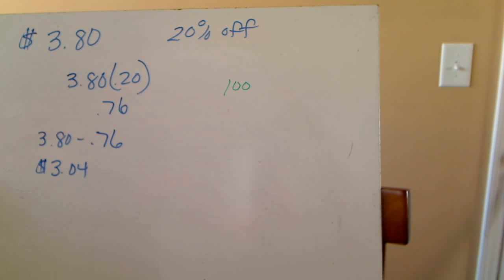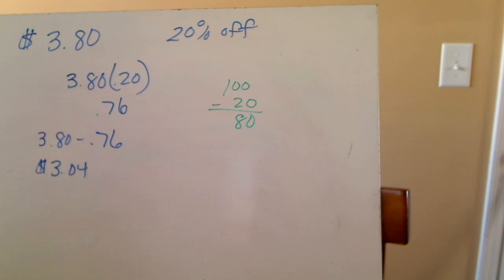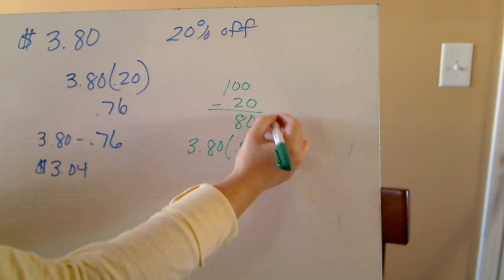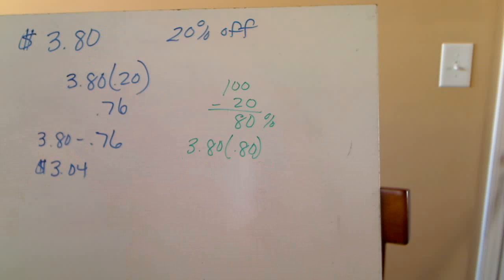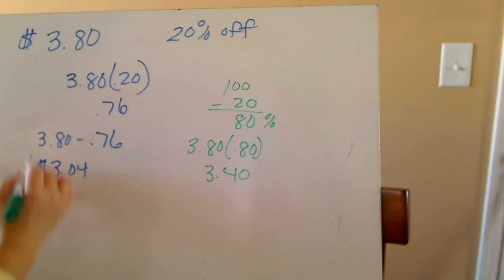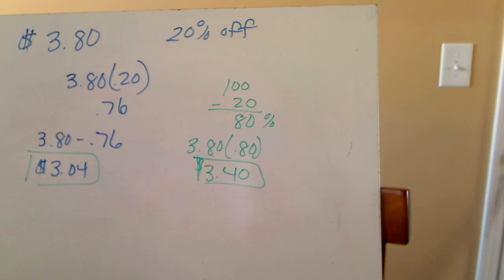100% of the item cost is the $380. We're going to subtract 20% of that, and you're left with 80% of the item. So you are paying on 80% of the item. So you can actually take the 80% and multiply that by the original. And when you do that, you actually get the price that you're going to pay for it, which is $3.04. And again, those are the exact same amounts.